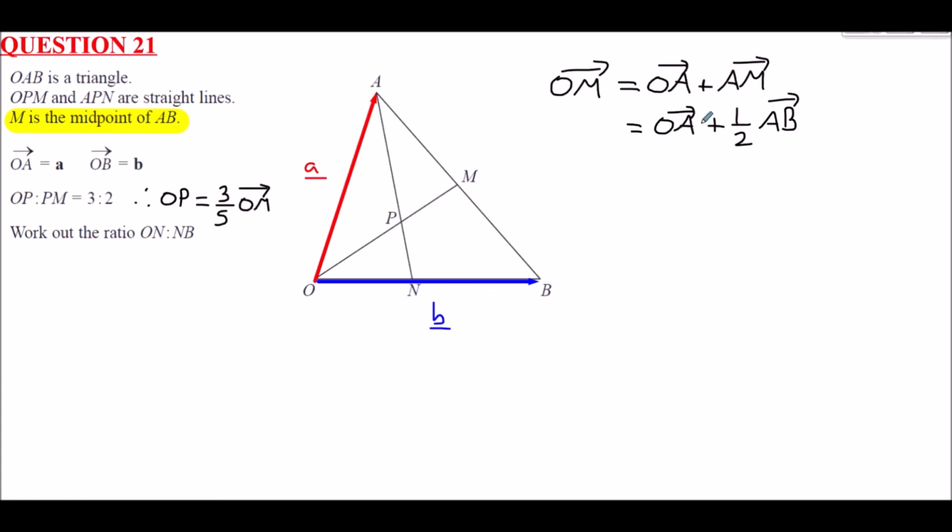Now we know the routes, we can complete this with vectors. So from O to A, that's vector A. Then we've got half of, as we go from A to B. So how can we go from A to B using the vectors we know? Well, if we're at A, we can go from A to O, which is along this vector A, but the opposite direction. So that's minus A. And then, once we're at O, we can go from O to B, which is along vector B.